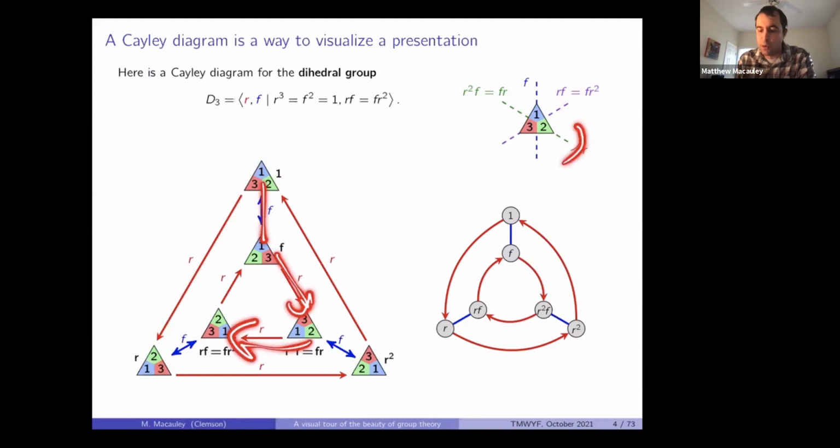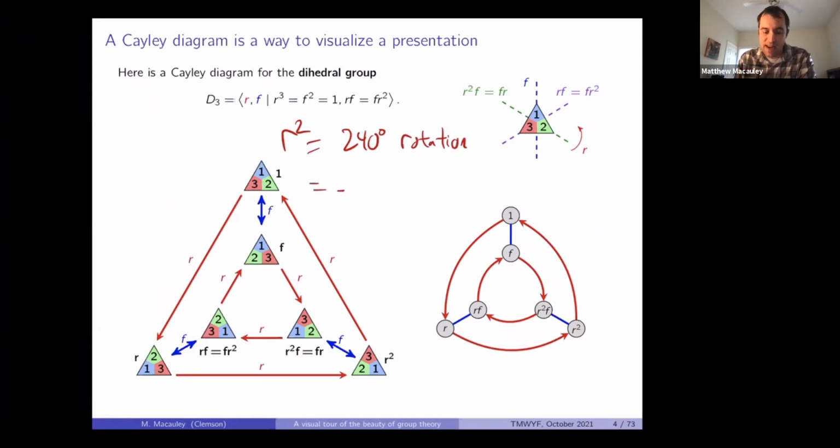So this r is a 120-degree rotation, counterclockwise. So r squared is a 240-degree rotation. Everything's going to be counterclockwise, or a -120-degree rotation. Either one of these is the same.